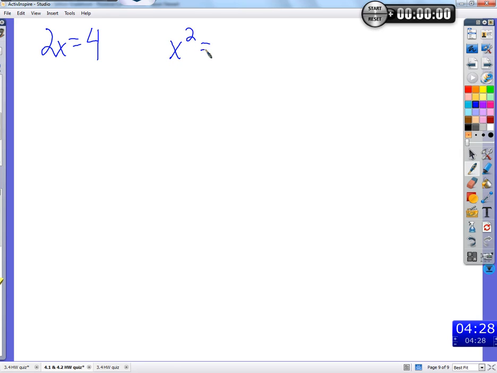How about x² = 25? 5. 5? Okay, because why? 5 times 5 is 25. So x is 5. Is there only one solution? Are there more solutions? Negative 5. Oh, negative 5.